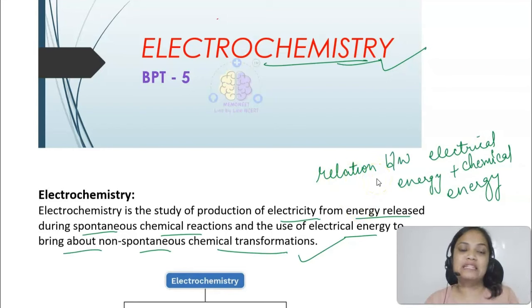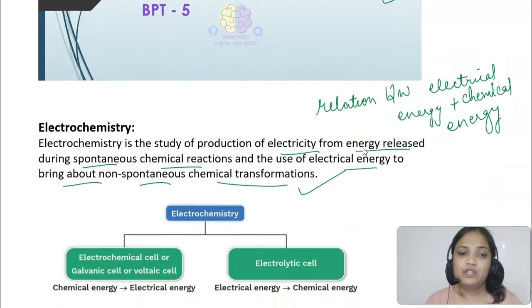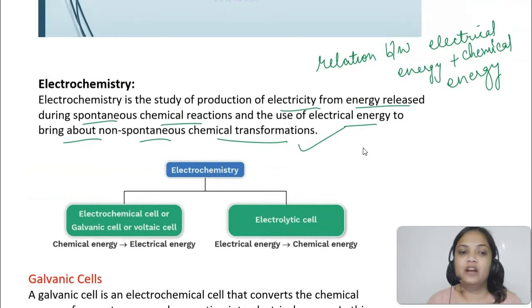So it is basically related to the relationship between the electrical energy and the chemical energy. We will be talking about reactions, of course, it's chemistry, but then we will be talking about the relation of that chemical energy with the electrical energy. In electrochemistry there are 2 types of cells that we are going to study.